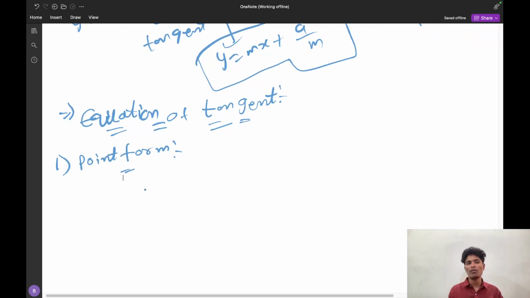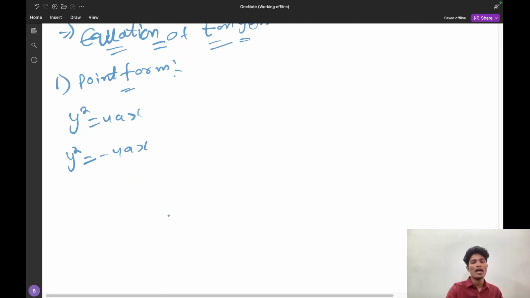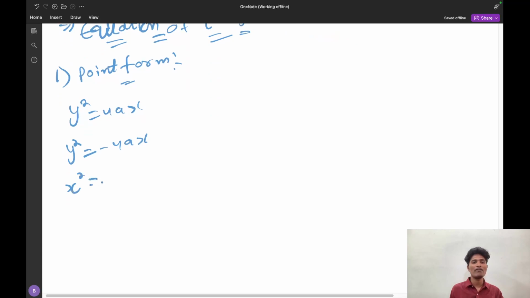There are so many parabolas. That is y square equal to 4ax, there is a parabola. Y square equal to minus 4ax, there is a parabola. And you already know x square is equal to 4ay is a parabola, and x square is equal to minus 4ay is another parabola. If you observe carefully, what is the point form it is saying?